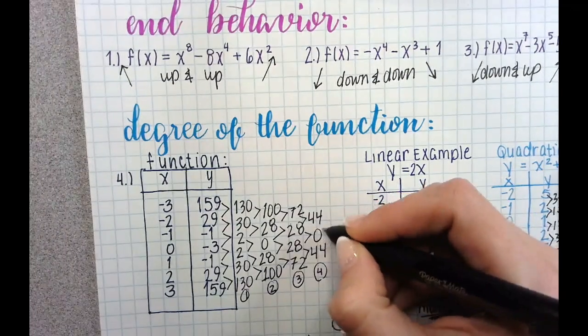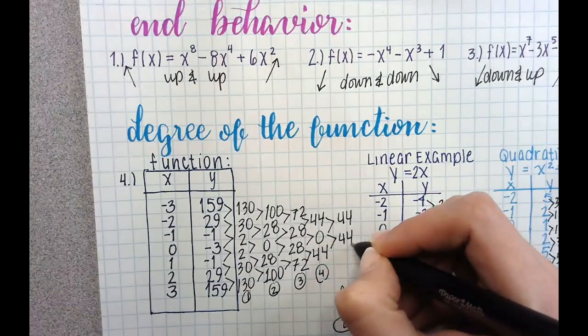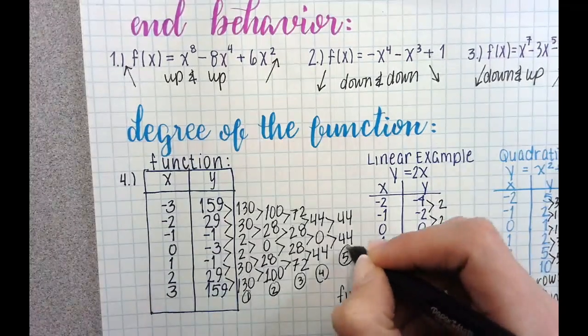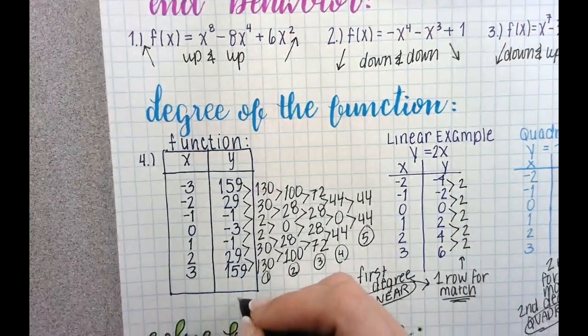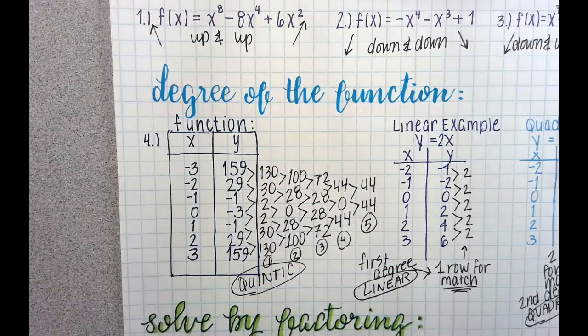All right, we're here. How far is 44 from 0? And how far is 0 from 44? Now we match 5. So it took 5 to go out there. So this is a quintic. I don't know how many terms are in it. I just know it's quintic.